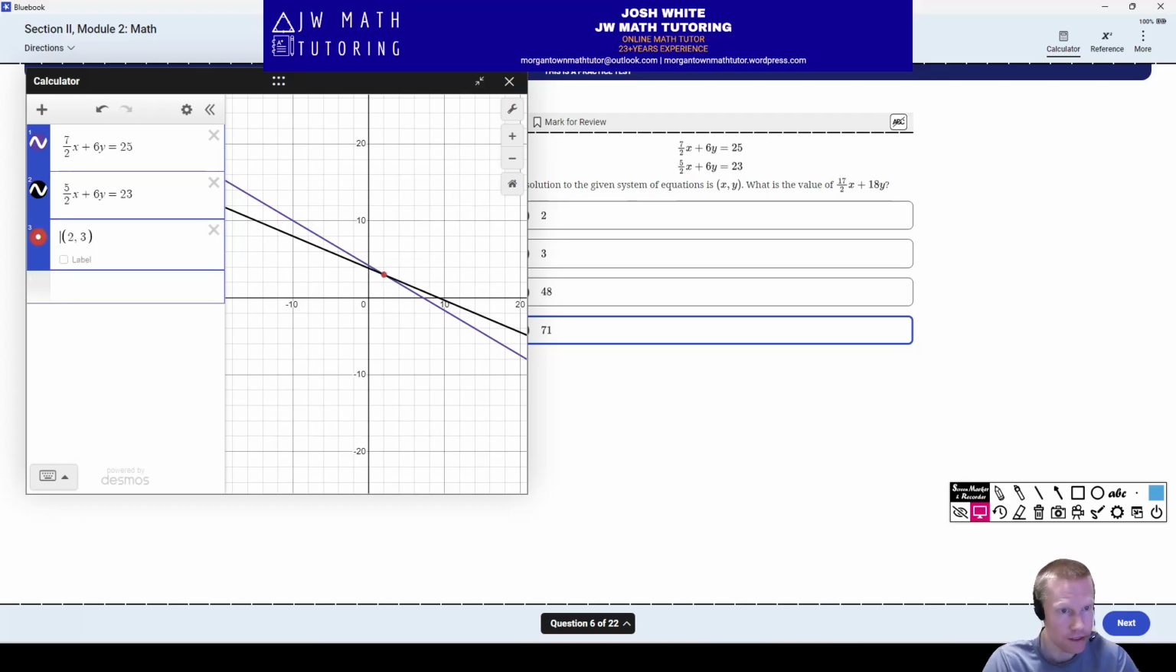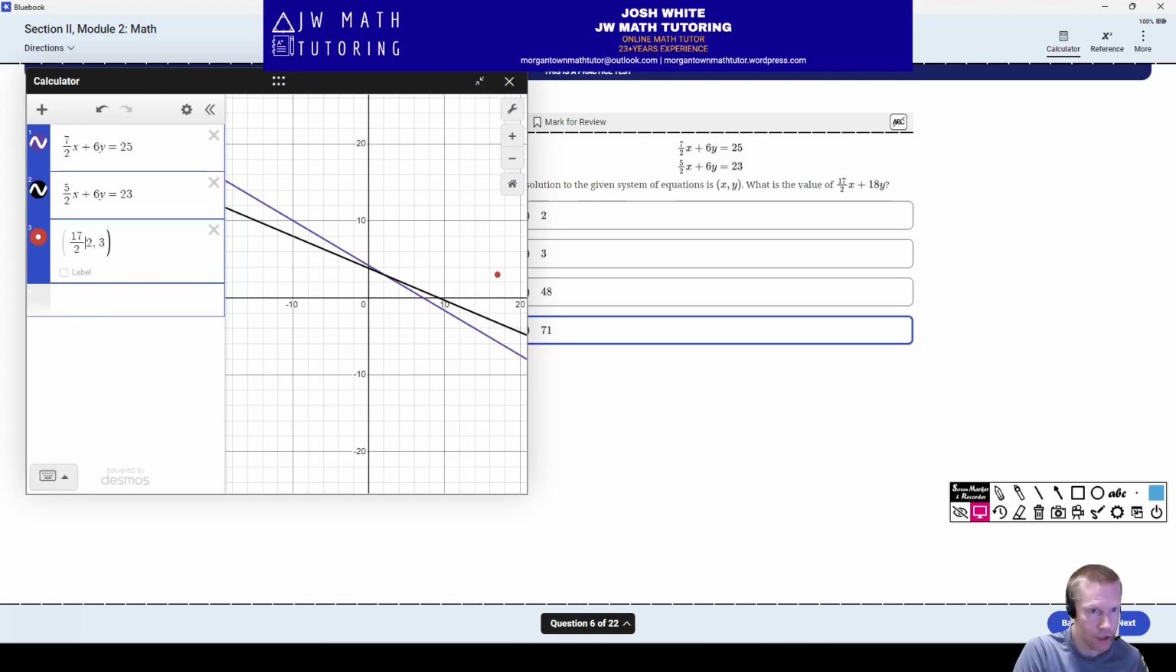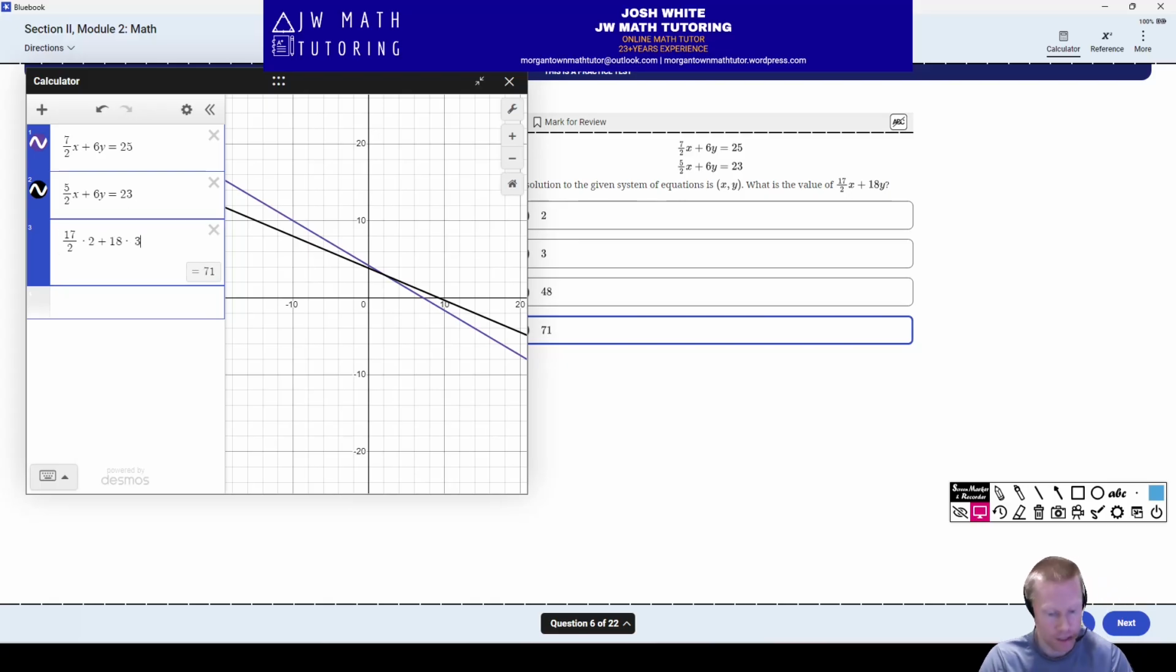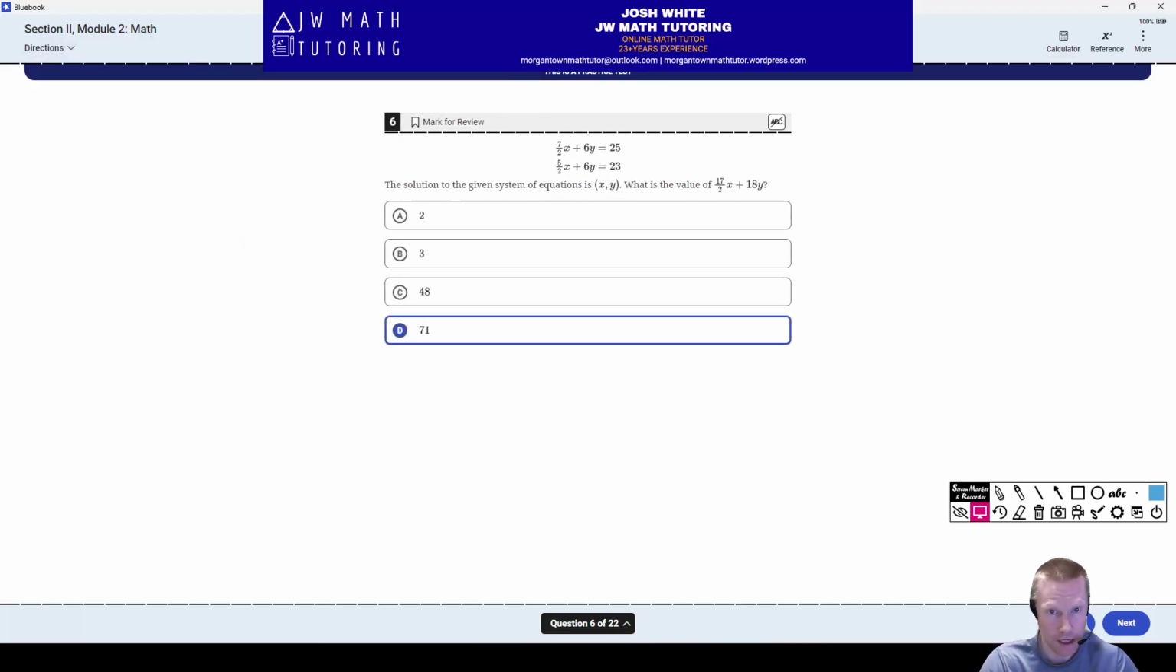So I'm just going to export that, and then I'm going to delete the parentheses. I'm just going to do 17 over 2 times 2 plus 18 times 3. Right there, the answer is 71, and that's it. Again, that's how you can do it in Desmos. Probably much quicker than the method I showed of doing it by hand.